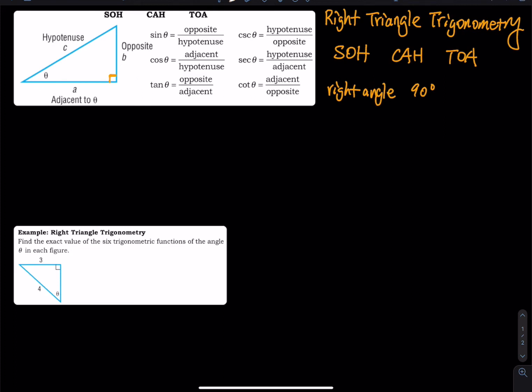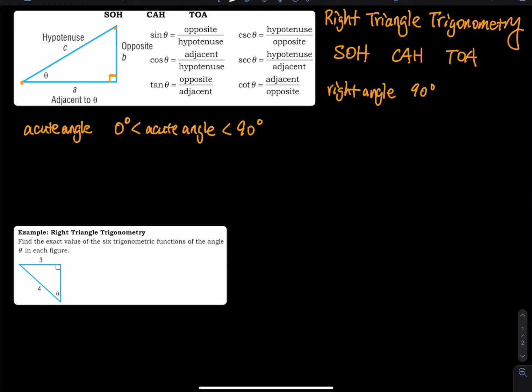And then what else do you need to know? You need to know that a right triangle has a 90 degree angle, and other than the right angle, we have 2 acute angles. What is an acute angle? This one is an acute angle, and then this one is an acute angle. An acute angle is always between 0 degrees and 90 degrees.